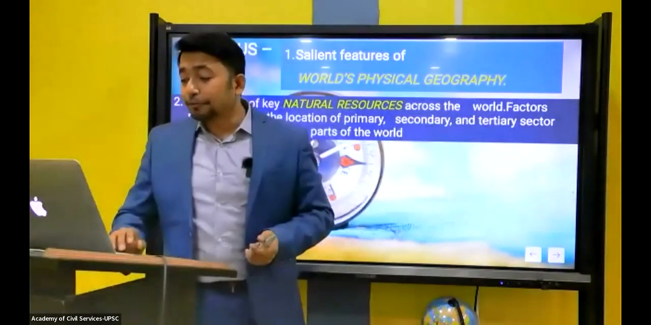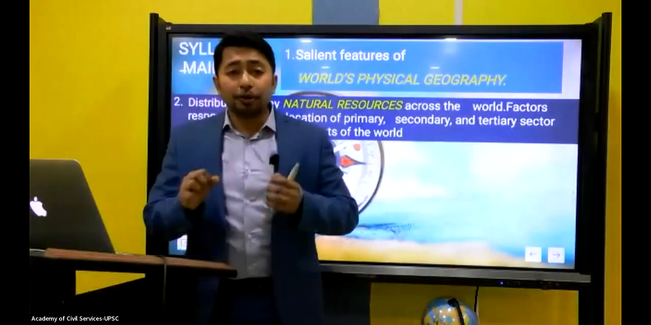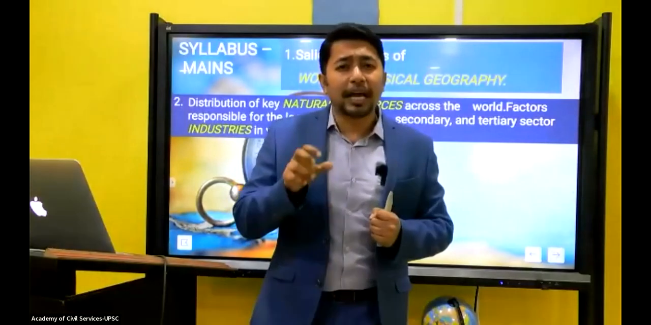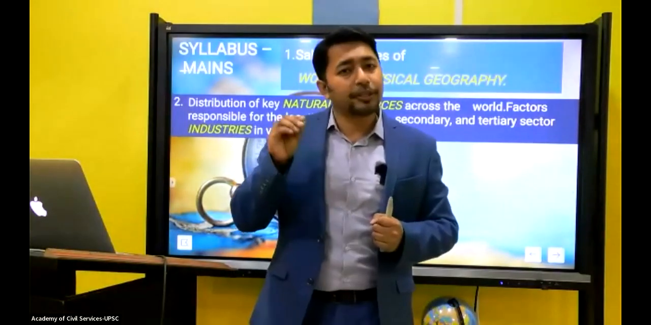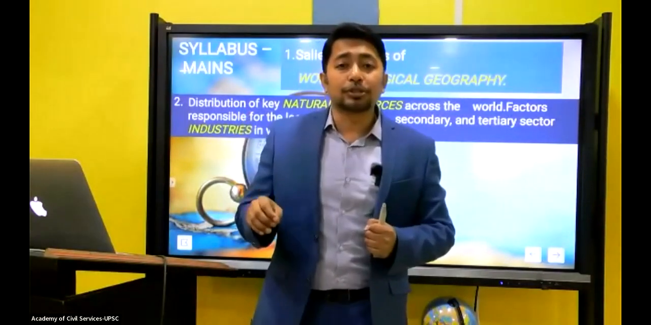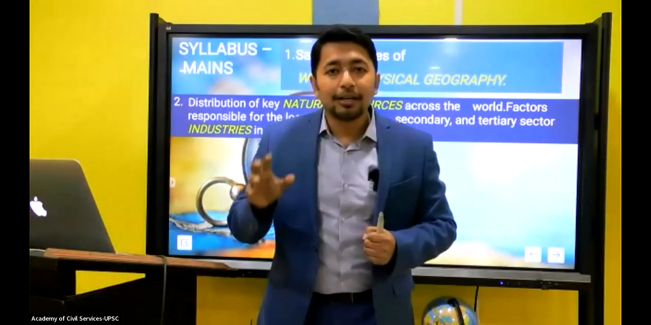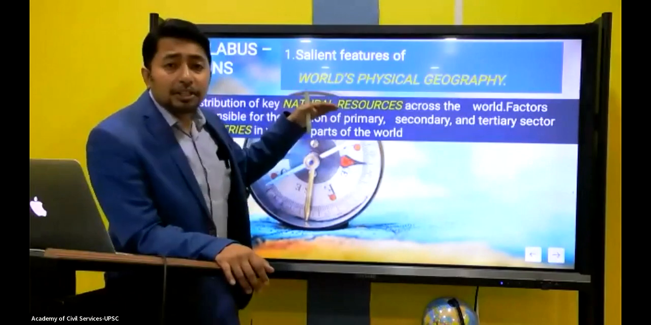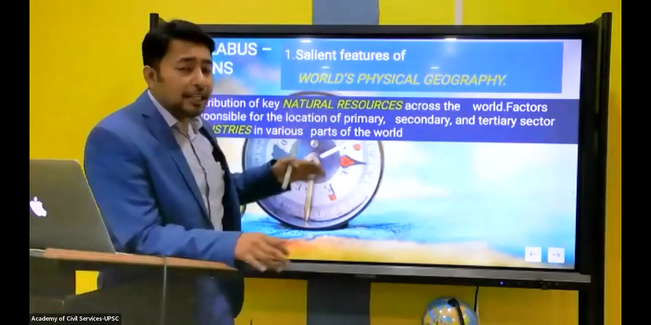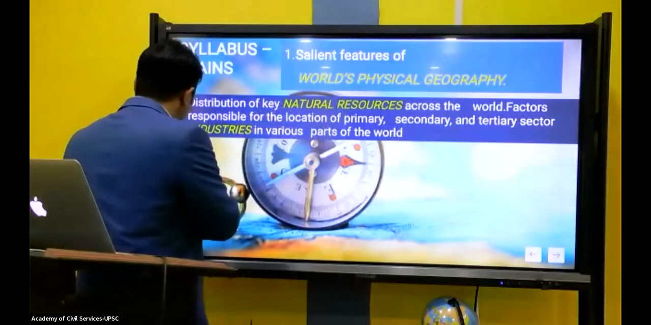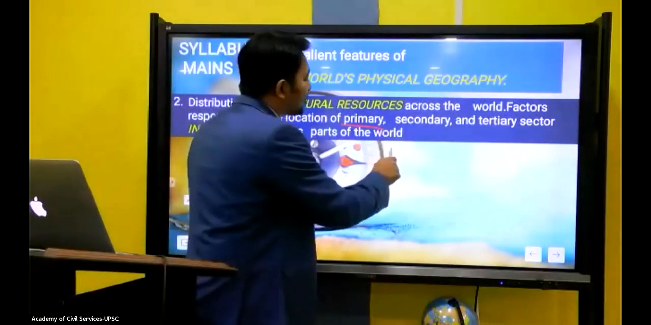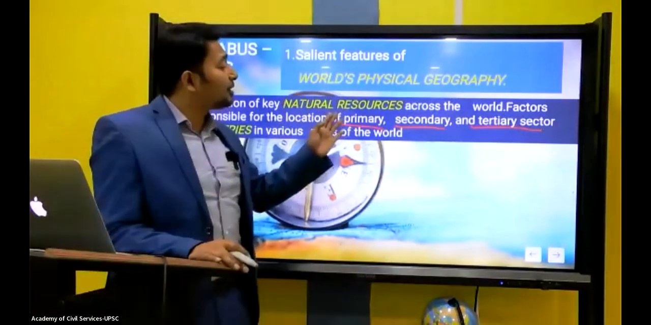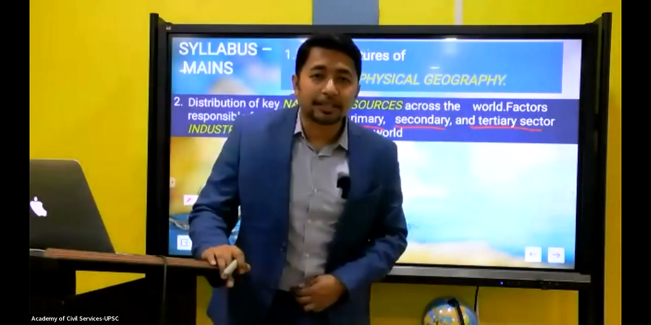So see, before the prelims itself, if you have a good grip of the resources which are available around the planet, as well as giving more importance to the resources which are available in India, then here you have to study how these natural resources we are using for different industries. So industries like primary industry, secondary industry and tertiary sector industry. Now what is this primary, secondary and tertiary sector industry?